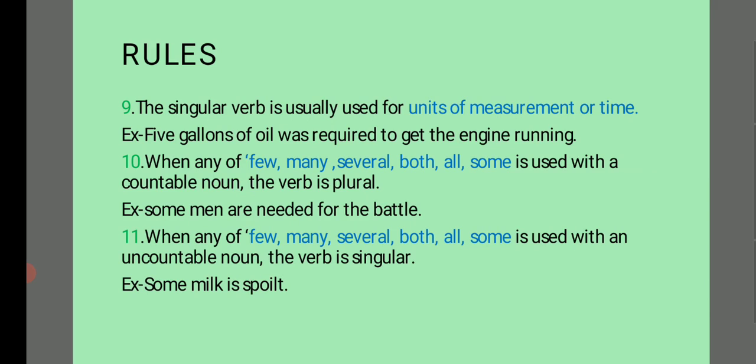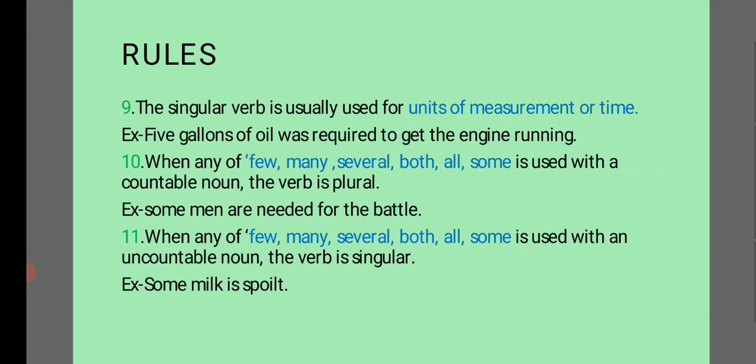Next, when we talk about units of measurement or time, they are always considered as singular. For example, 5 gallons of oil was required to get the engine running. Now, अगर हम as such कहें, we have 5 gallons of oil. We are using gallons and we are using 5, but still, since it is a unit of measurement, उसे हम as a singular subject treat करेंगे. So it's 5 gallons, though 5 है, gallons है, it is with S, but our verb will be singular.